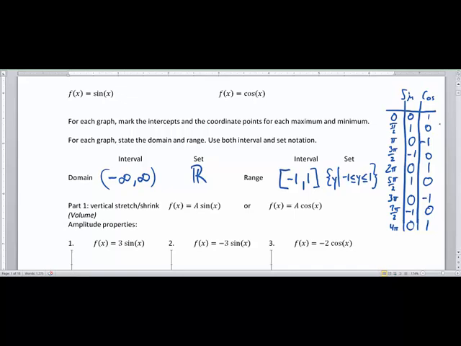And that's where we're going to end this video. Stay tuned for the next video where we look at amplitudes of sine and cosine.